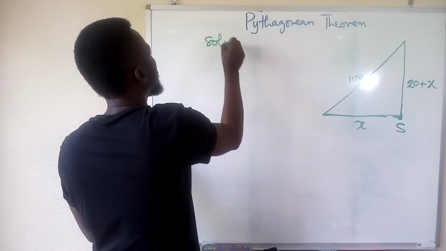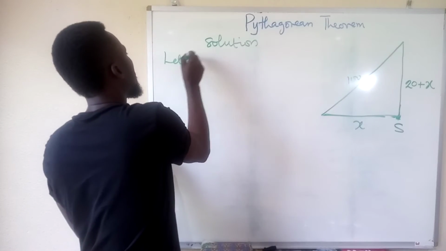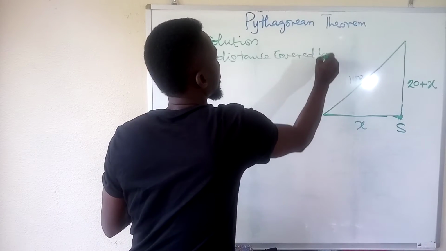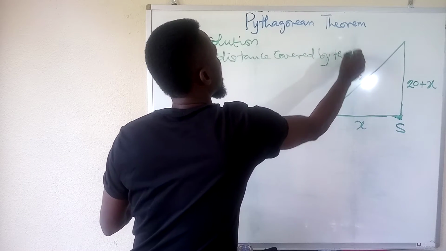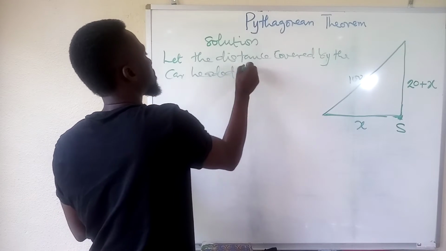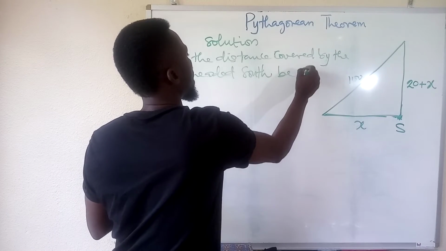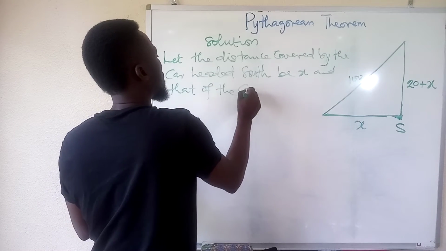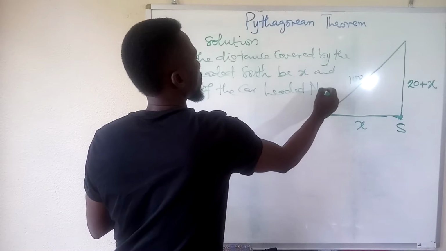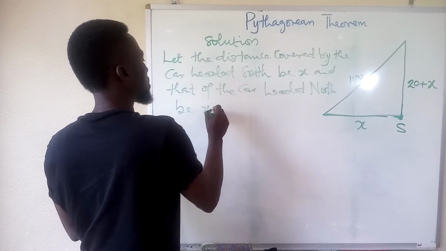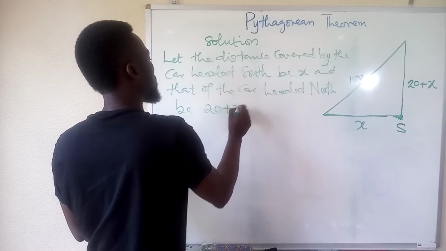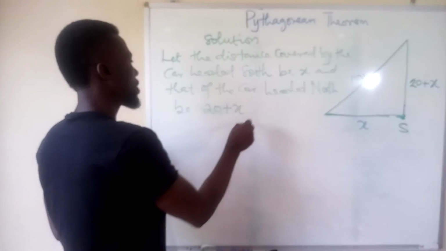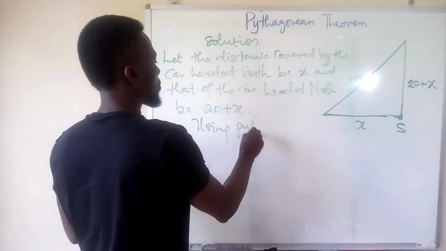So let's put here solution. Let the distance covered by the car headed south be x, and that of the car headed north be x plus 20, or 20 miles plus x, which is the distance covered by the car headed south. So now we are using Pythagoras theorem.